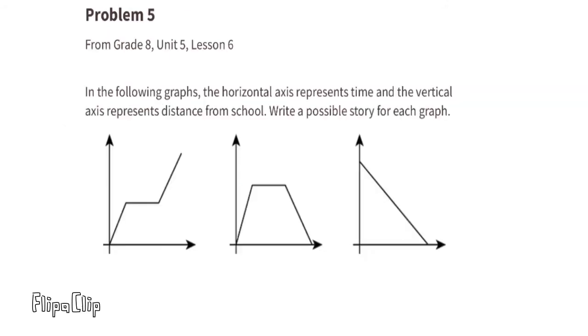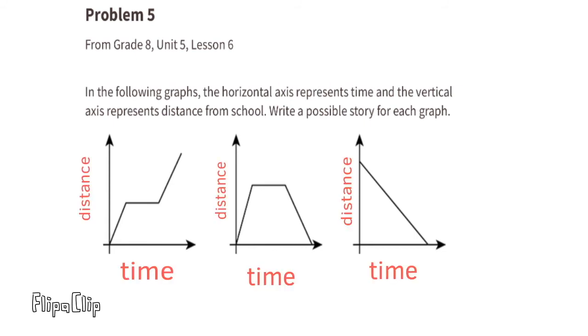Problem number 5 from 8th grade, Unit 5, Lesson 6. In the following graphs, the horizontal axis represents time, and the vertical axis represents distance from school. Write a possible story for each graph.